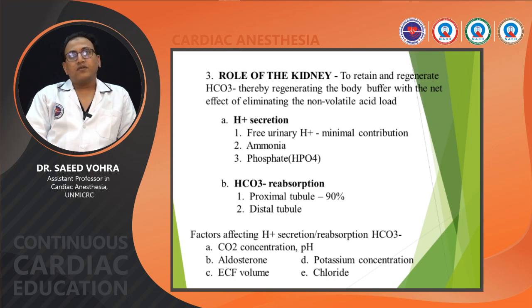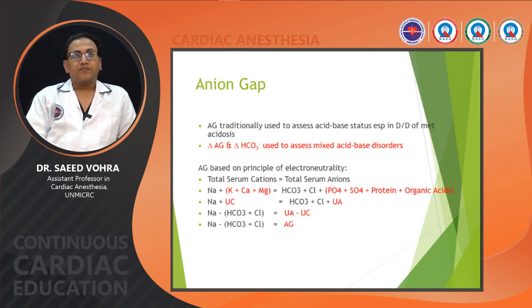The maximum bicarbonate absorption occurs in the proximal tubule: 90% of the absorption occurs in the proximal tubule. Factors which affect H plus secretion or reabsorption of bicarbonate are CO2 concentration, pH, aldosterone, extracellular fluid (ECF) volume, potassium concentration, and the chloride and anion gap.